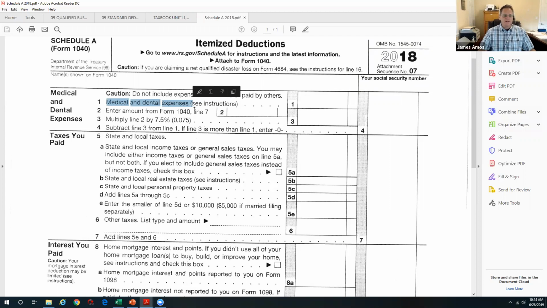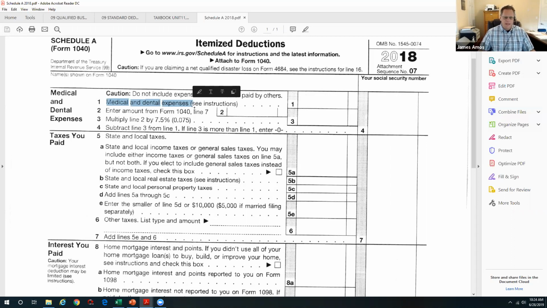Do you get to take expenses only for yourself or for the people in your family as well? Family. Yeah. So your dependents, your spouse, and your dependents. Exactly right.